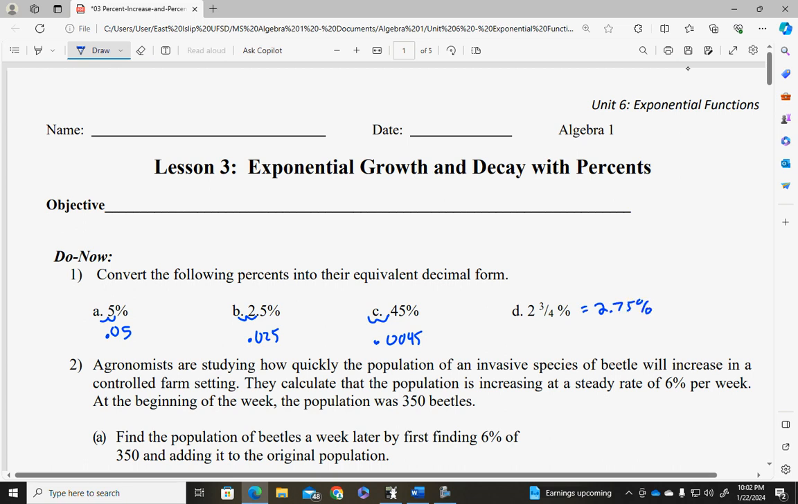And this, remember, 2 3/4% is the same thing as 2.75%. Right now I didn't change it to a decimal. I just rewrote this mixed number as a decimal, but they're still both percents. If I want to change the percent to a decimal, I have to move it 2 places to the left, so I get 0.0275.